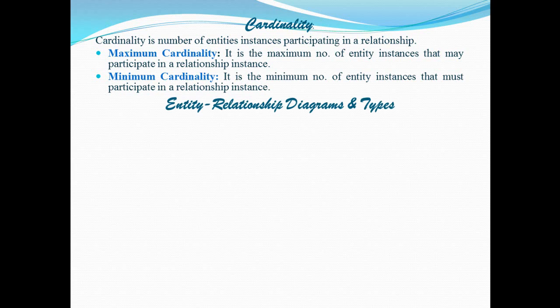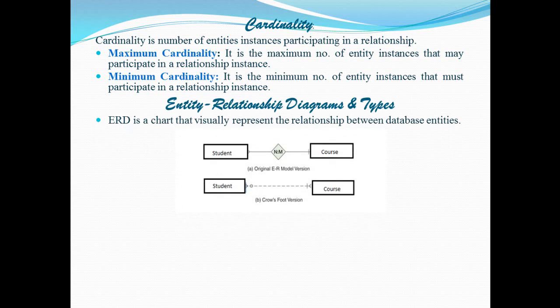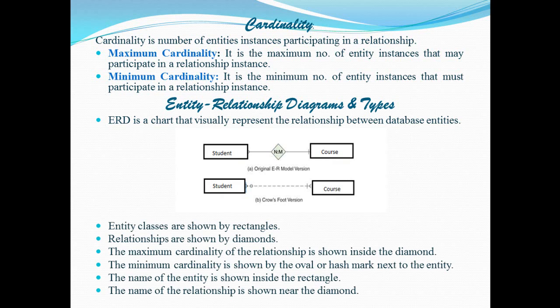Entity relationship diagrams and types. An entity relationship model is a graphical representation of entities and their relationship to each other. Here are the two types of entity relationship diagram. One is the ER model version and second is the Crow's Foot version.